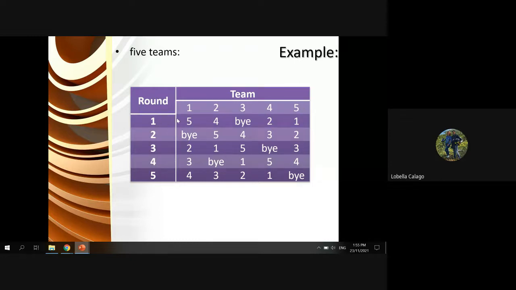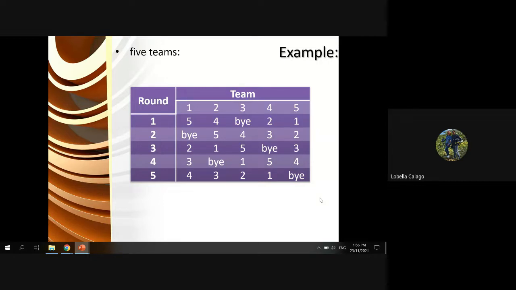And then, in getting kung sino yung round 1 magpapight kay kada team, ito na yun. In round 1, ang magpapight kay team 1 is 5. In round 1, ang magpapight kay team 2 is 4, parang ganyan. Okay? So, yun po yung ginagamit sa round robin. So, you need to use the round robin to determine which teams will fight on round 1 and which team ang magiging bye in round 1 and etc.